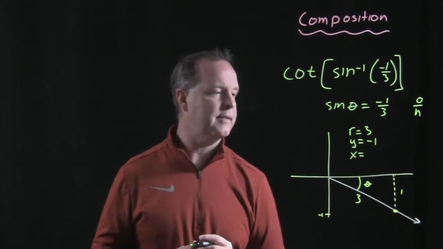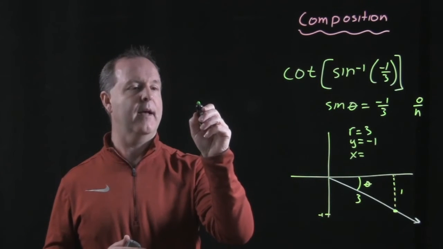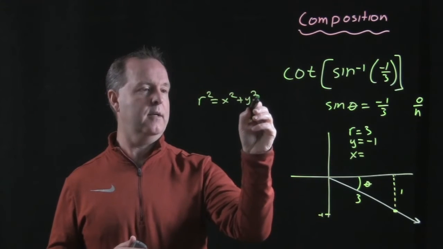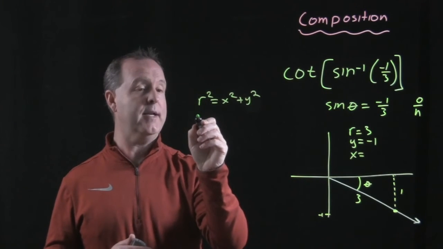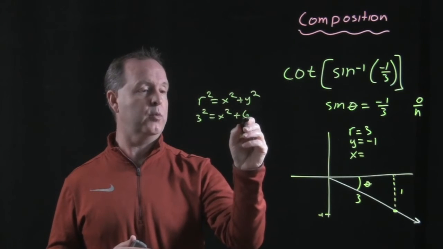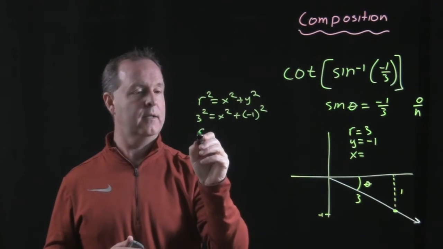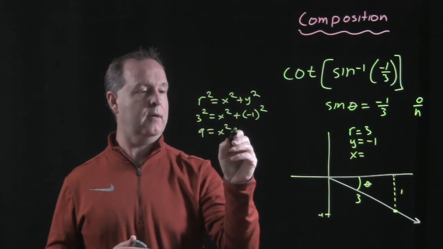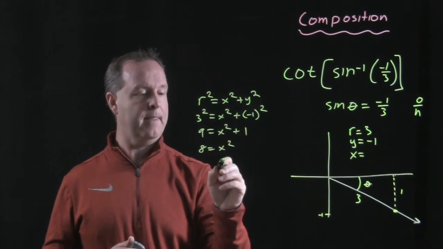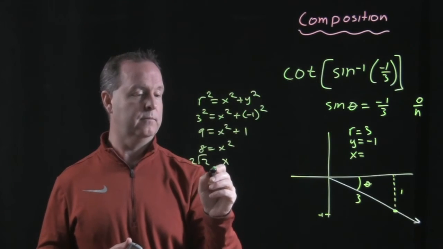How do we discover that? We can discover it by remembering that r squared equals x squared plus y squared. R, in this case, is a 3, so that's 3 squared equals x squared plus y squared, which is a -1 squared. 9 equals x squared plus 1. 8 equals x squared. X equals 2 root 2.